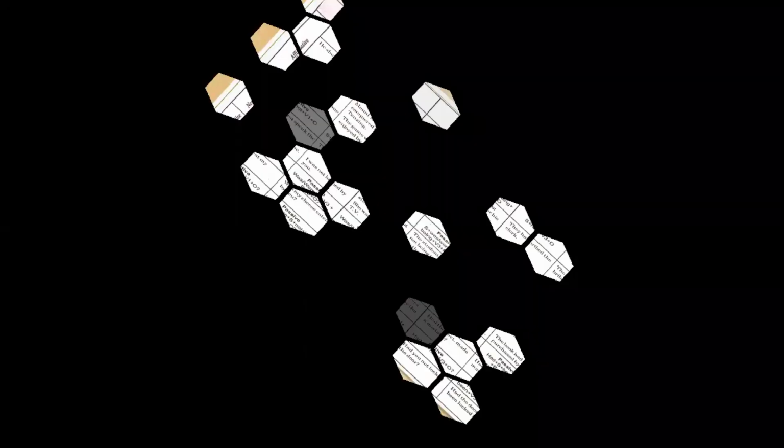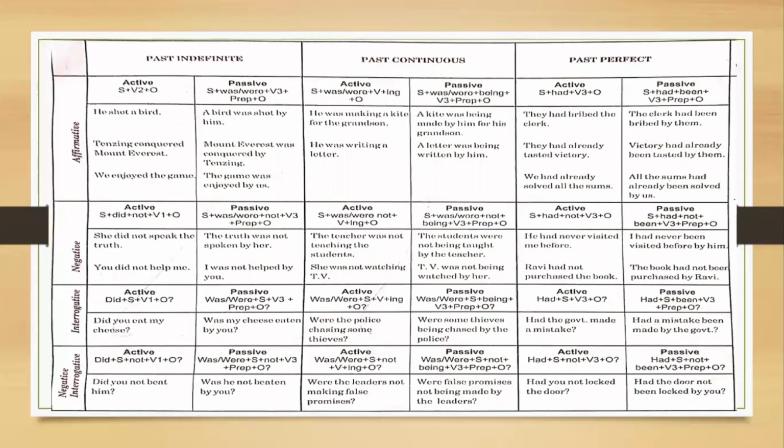Next, past tense. Past indefinite, affirmative. What do we use? Second form of verb. So it will change into was/were plus third form of verb. He shot a bird. A bird was shot by him. Tenzing conquered Mount Everest. Mount Everest was conquered by Tenzing. We enjoyed the game. The game was enjoyed by us. In negative, she did not speak the truth. The truth was not spoken by her. You did not help me. I was not helped by you.